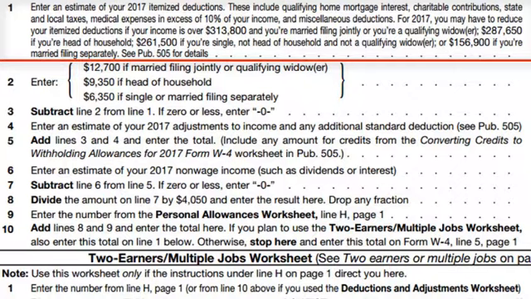$313,800 and you're married filing jointly, or you're a qualifying widow. $287,650 if you are head of household. $261,500 if you're single, not head of household, and not a qualifying widow, or $156,900 if you're married filing separately. See publication 505 for details.